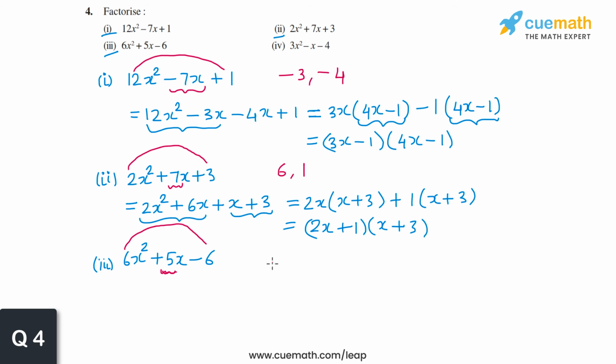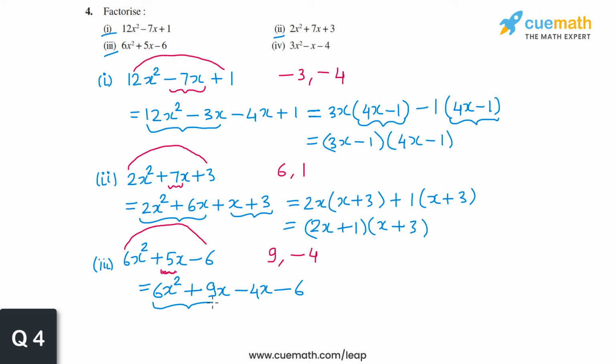So those two factors will be some combination of 9 and 4, because the difference of 9 and 4 is 5. So I can actually take 9 and minus 4. So the product of 9 and minus 4 is minus 36 and the sum is 5. So this is how I can split 5x this time as 9x minus 4x. So my polynomial becomes 6x square plus 9x minus 4x minus 6.